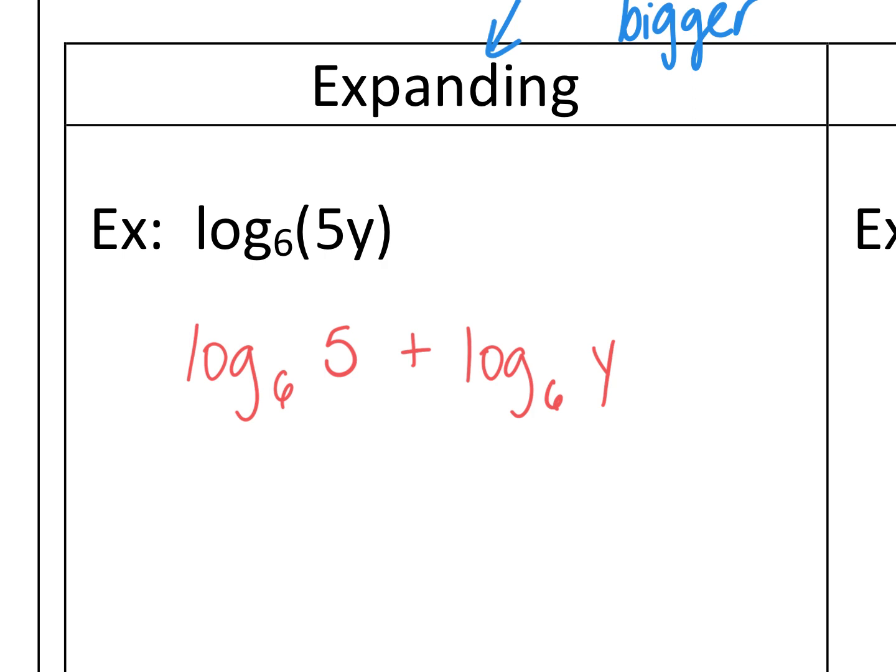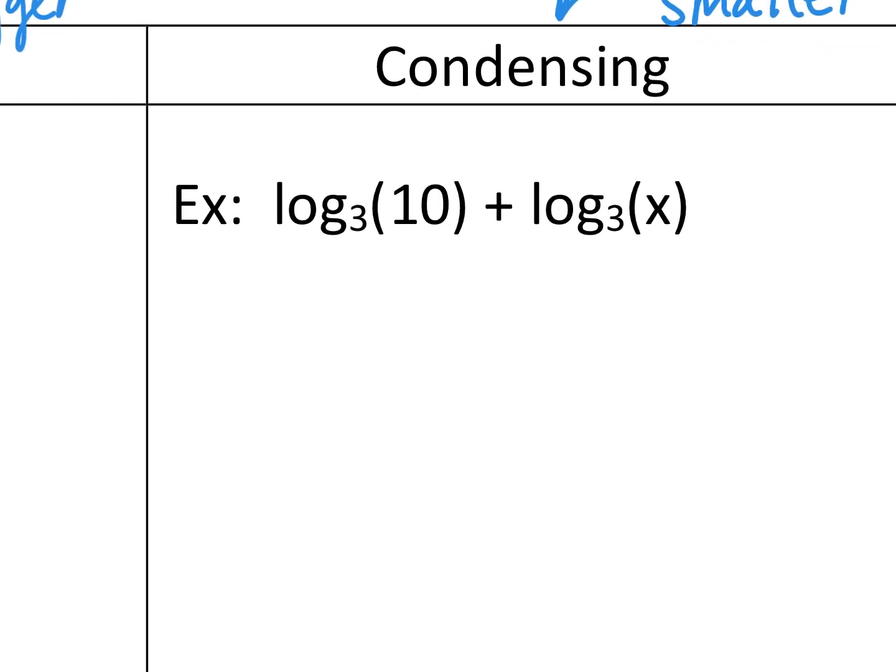So the 5 and the y were being multiplied. I split them up with addition, and once again, both of them keep log base 6, because that's the log and the base that I'm dealing with. So that's how I expand. Any questions there? Okay, condensing then is going the reverse direction.